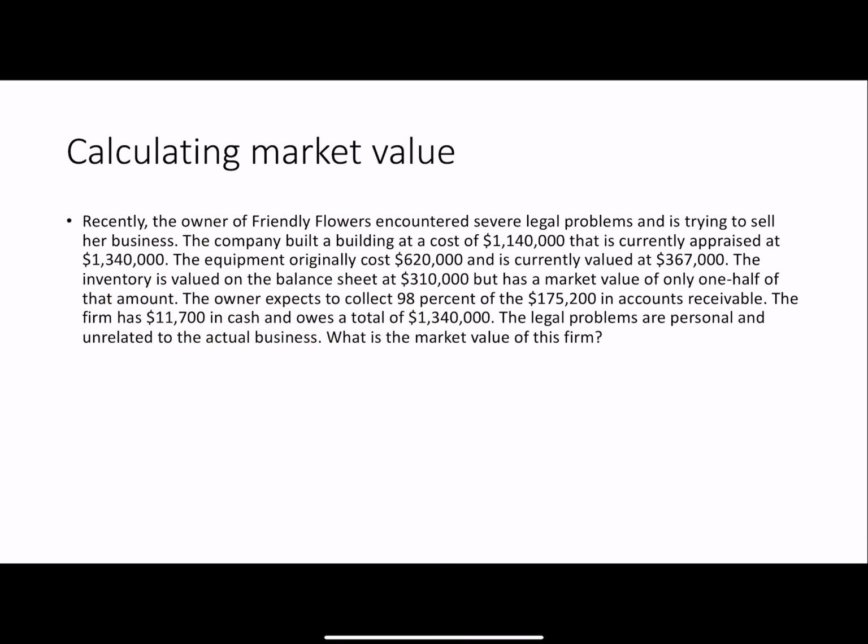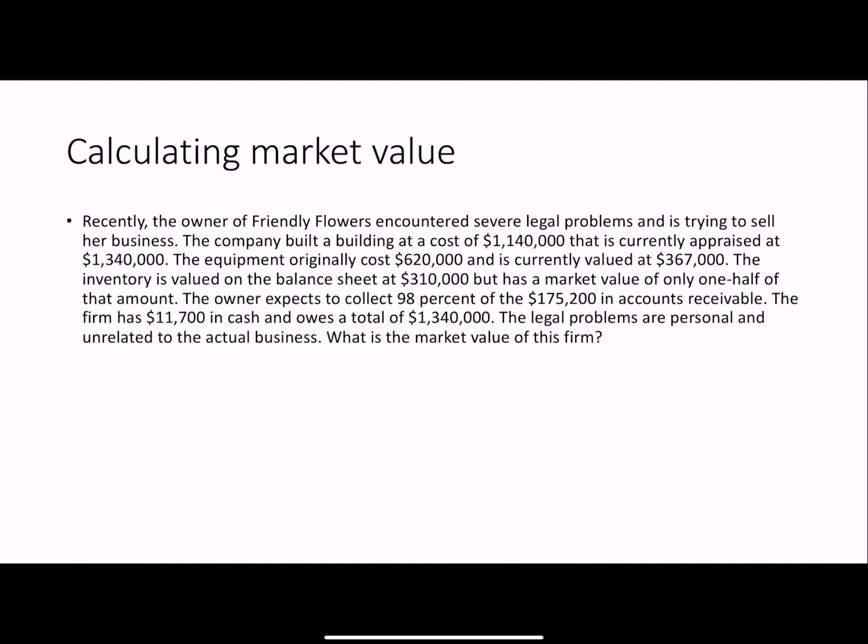Calculating market value. This is kind of a long problem, but let's read and see what we're given. Recently, the owner of Friendly Flowers encountered severe legal problems and is trying to sell her business. The company built a building at a cost of $1,140,000 that is currently appraised at $1,340,000. The equipment originally cost $620,000 and is currently valued at $367,000.